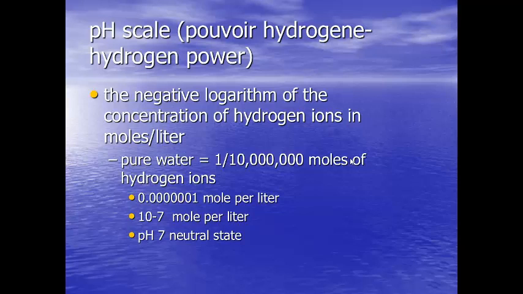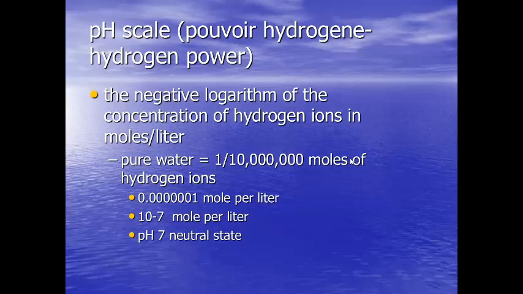What is pH? pH is a measure of the amount of hydrogen ions in a solution. Pure water has a pH of 7. 7 is neutral. To be neutral means that you have equal amounts of hydrogen ions and hydroxide ions. In other words, you just have pure water.